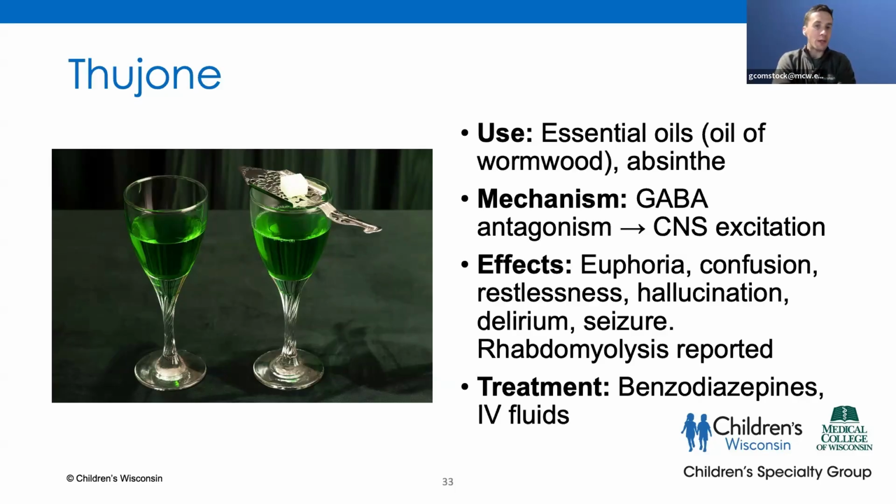How would you treat this? Well, if they are antagonizing GABA, it would probably behoove you to treat with some GABAergic agents. So benzodiazepines for the agitation, delirium, seizures, IV fluids if they are manifesting rhabdomyolysis.